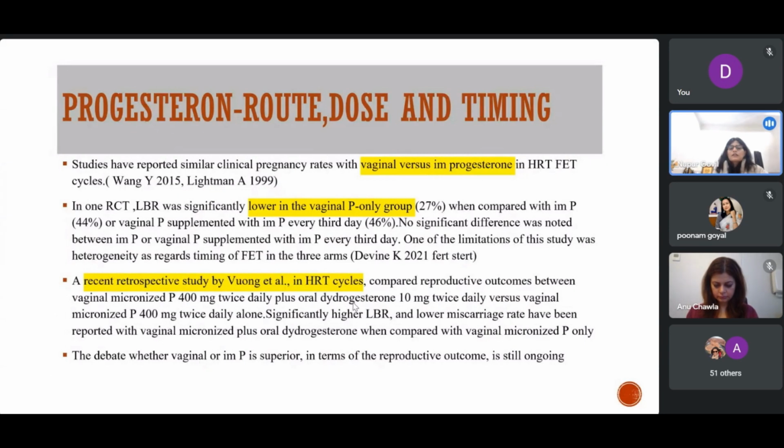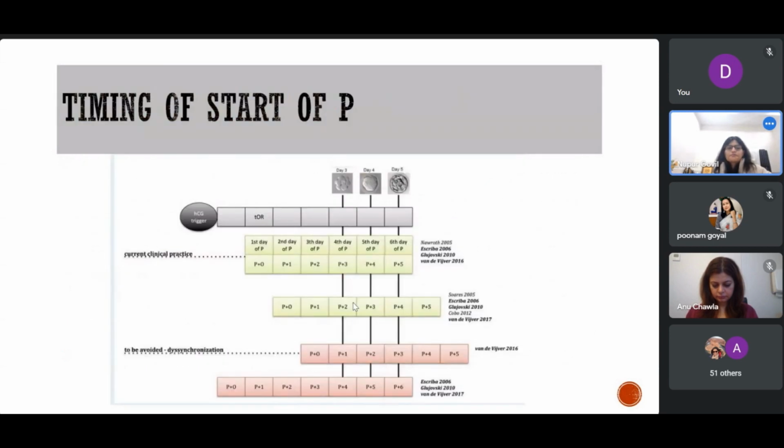So in another study, they found that when vaginal progesterone is combined with oral dydrogesterone 10 milligram twice daily, it showed a significantly higher live birth rate and lower miscarriage rate. As for the current evidence, there has been no difference between vaginal versus IM progesterone, but based on some of these studies, preference should be towards vaginal combined with either oral dydrogesterone or intramuscular progesterone.